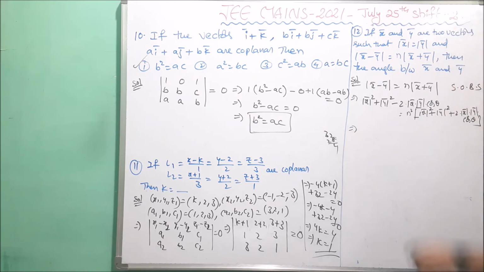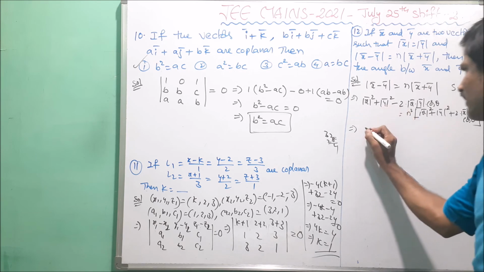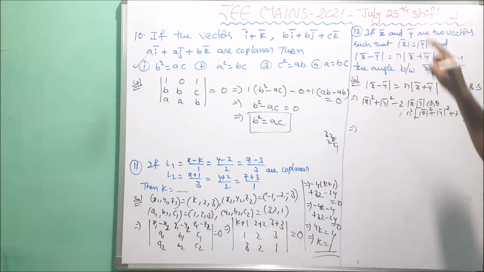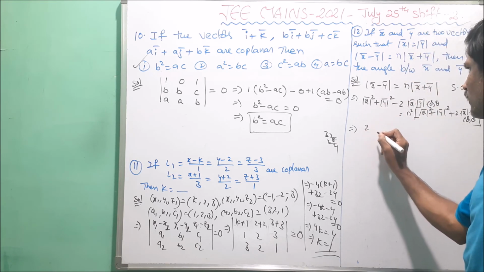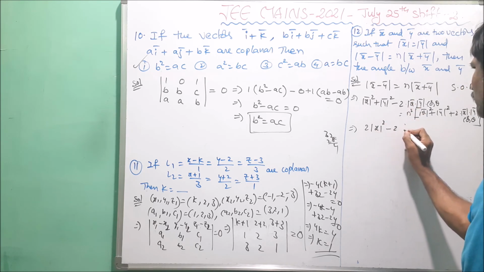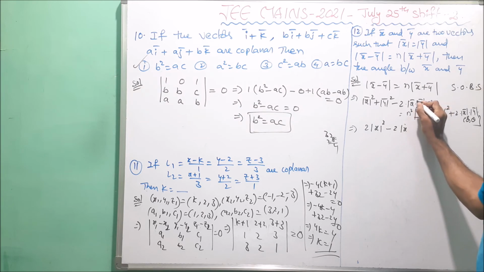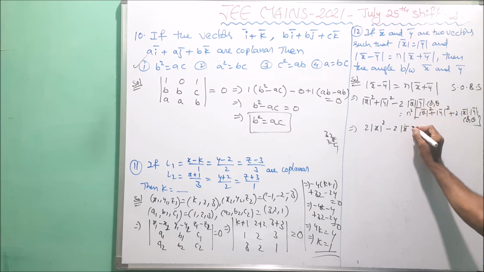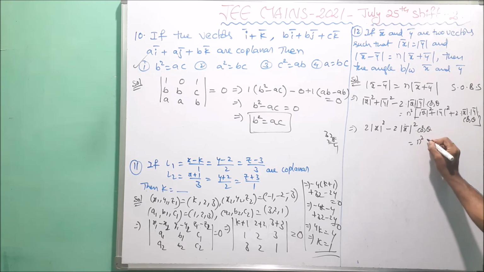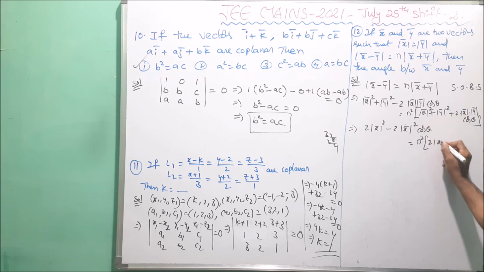Now here we take mod x equal to mod y. Then we write mod x bar square plus mod y bar square. In place of mod y bar square, it can be taken as mod x bar square. Then we write 2 into mod x bar square. Here this is minus 2 into mod x bar into mod y bar, mod x bar square into cos theta. Here also we write n square into 2 into mod x bar square plus 2 into mod x bar square into cos theta.